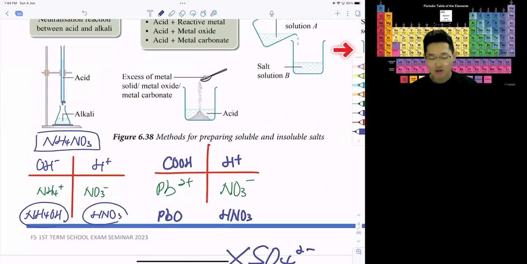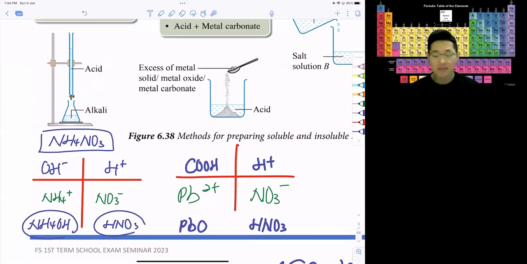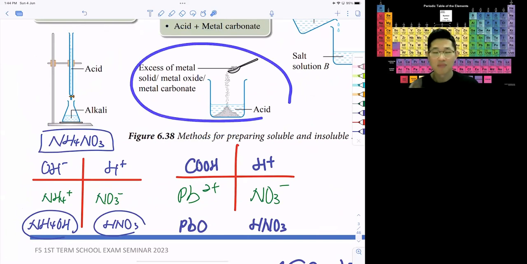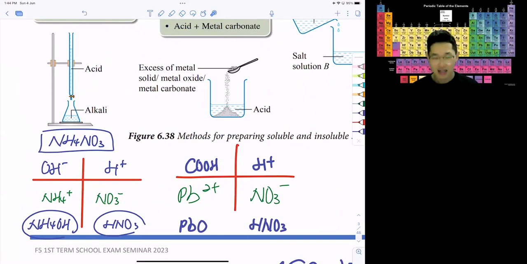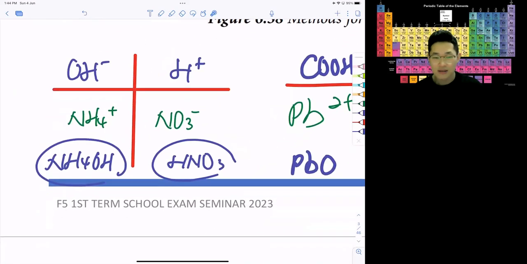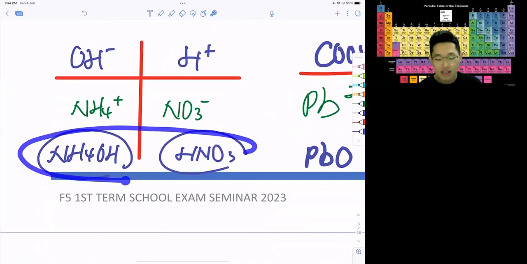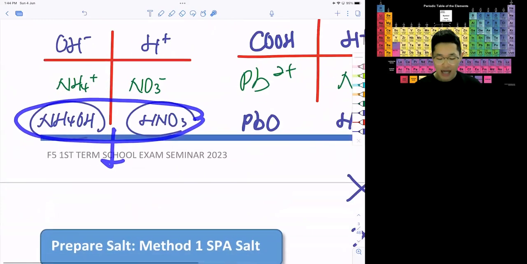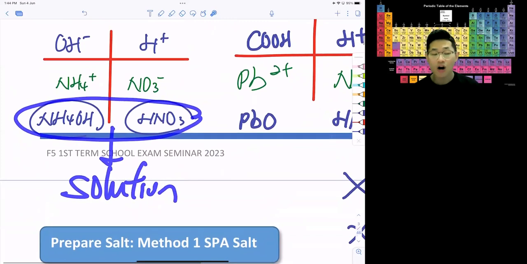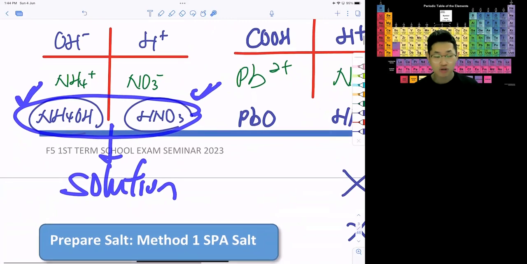Then now, I will be telling you the difference in the method. Why for the spa salt we use titration, but for the non-spa we use the Milo method. It is because for soluble spa salt, the reactants always exist as a solution. The reactants are all soluble. You see, ammonium is soluble because there's spa inside. And then HNO3 is also soluble.